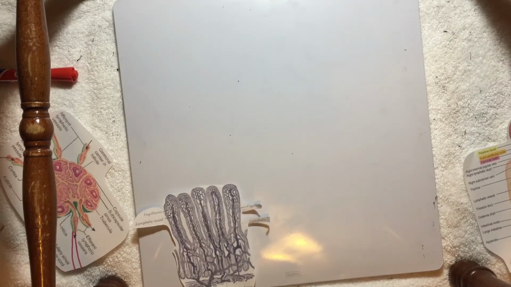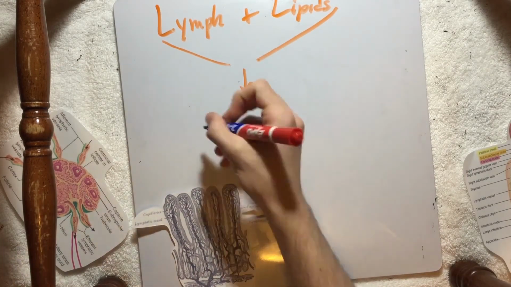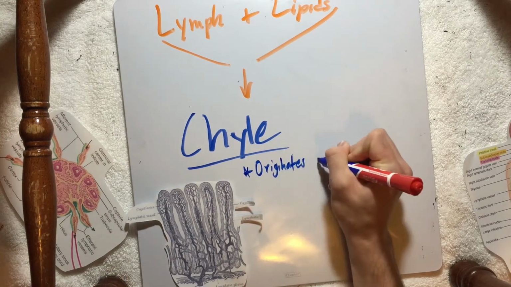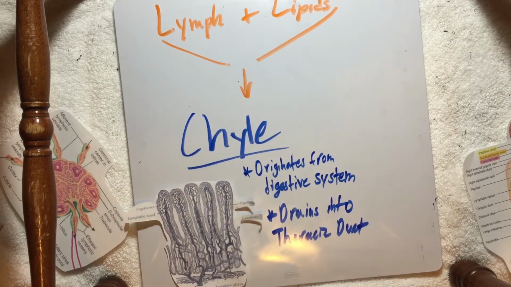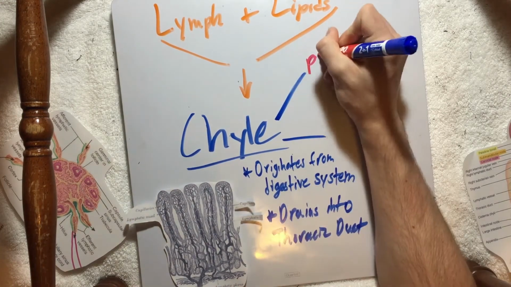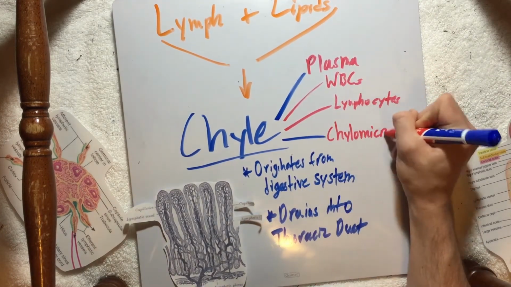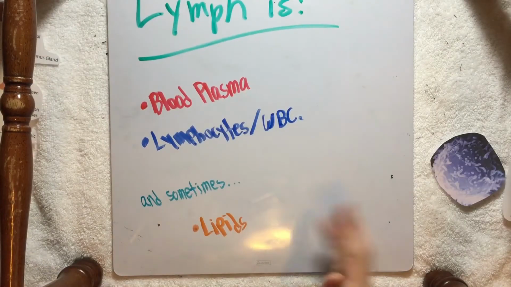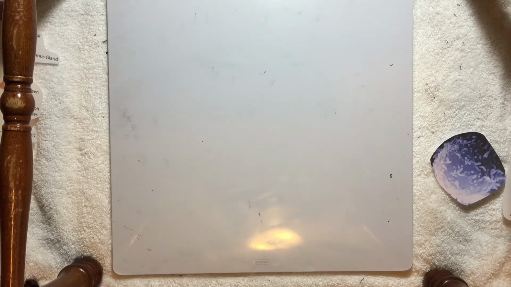Lymph is called something very special if it does have lipids in it. It's called chyle. It originates from the digestive system and drains into the thoracic duct, which we'll discuss in just a little bit. So this contains everything that the lymph does have, but it also has lipids, which are called chylomicrons, which are essentially just a phospholipid bilayer that surrounds a bunch of different lipids and allows them to be emulsified and able to travel through our blood.